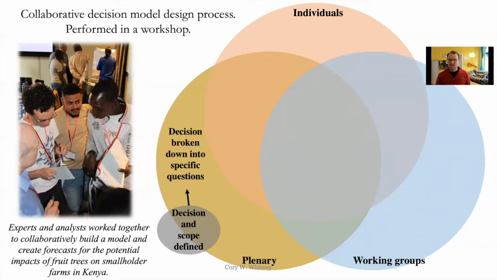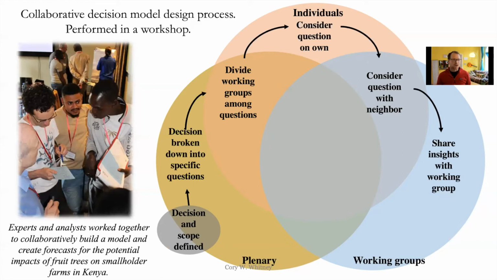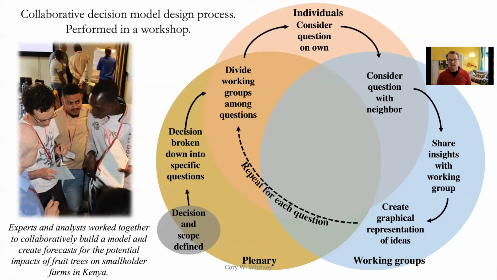So once we've defined the decision, we break it down into specific questions. So this particular intervention, and the question as to whether and to what extent this intervention will affect the outcome, is broken down into specific questions. We divide individuals among working groups to work on these individual questions. They consider that question on their own with a neighbor, share that with the whole working group, create a graphical representation of those ideas, and repeat that for every question. They rotate around. We'll look at this soon. They rotate around to the different questions and work on those together. We then create a final graphical model, which we can then use to begin the phase of programming.